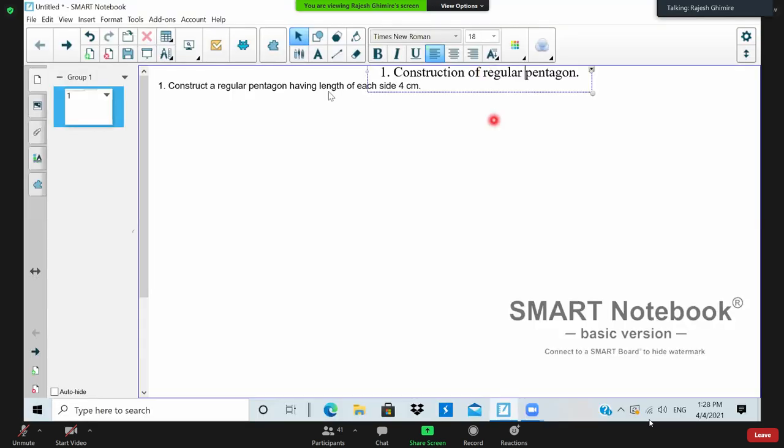We are doing the construction of a regular pentagon. Here is a question: construct a regular pentagon having a length of side 4 cm, which is what we have been given. Can you tell me what the interior angle is? Okay, I'm going to calculate it.